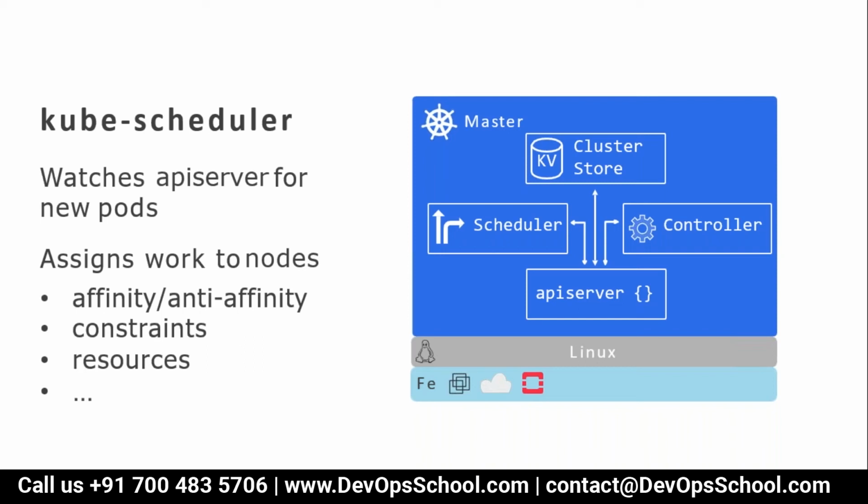In each node you may have multiple pods. What is a pod? We don't know yet, but we got some idea from the previous discussion. So now, what is a kube scheduler? Basically, this component is always watching the API server for a request for creating a new pod.